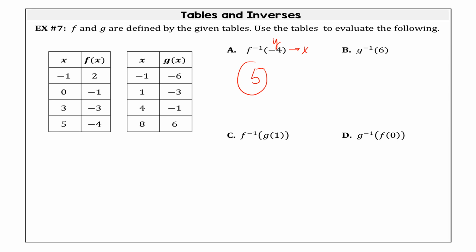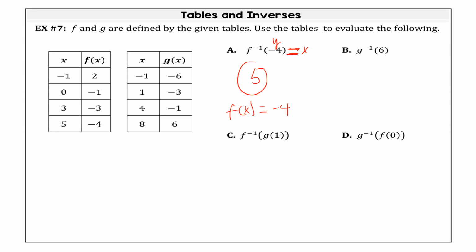Okay, if doing it that way doesn't help you, then you can rewrite it. So inverse of -4 equals x, or you can flip it and have f of x equals -4. So when you look for when f of x equals -4, that's going to be at x equals 5. So either way, your answer is going to be 5.